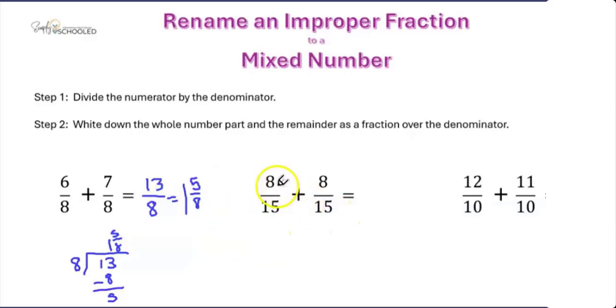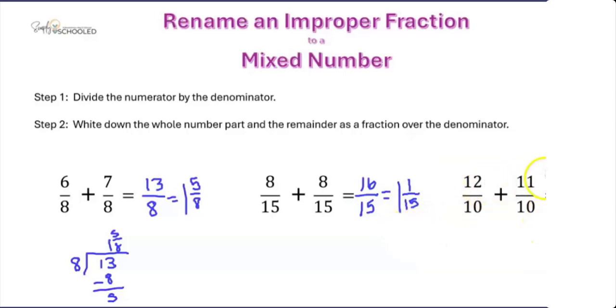Here's another one. 8 plus 8 is 16/15 because the denominator stays the same. Now this one's pretty easy because I know that 15 divides into 16 only one time, and there's 1 left over, so then I make it the numerator, and the answer is 1 1/15.